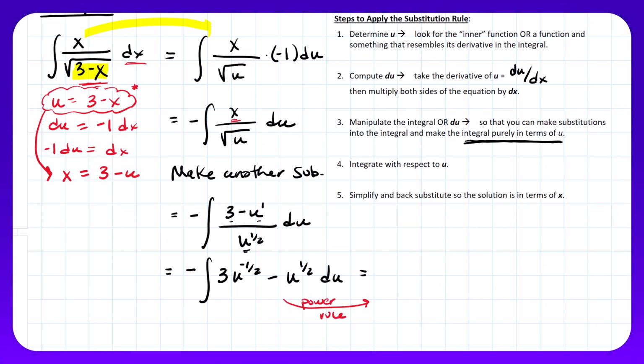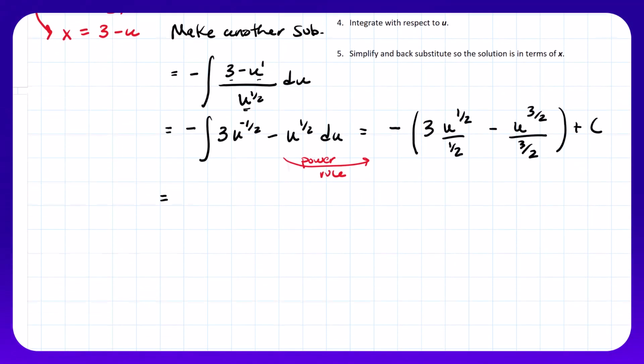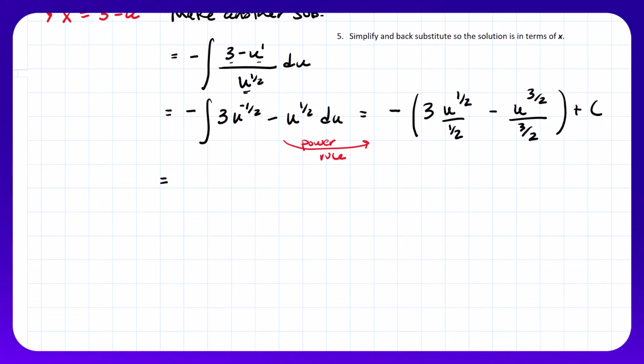So we can use that power rule, basic power rule. This becomes negative. We're actually going to do the integral. So it's negative. I'm going to put it in parentheses. 3, when I add 1 here, I get u to the 1/2, and I'm dividing by 1/2, minus, and I get u to the 3/2, and I'm dividing by 3/2. It's an indefinite integral, so I'm going to get plus c. I'm going to come down here just to finish this off. Let's actually scoot this up a bit. So we've got a negative.